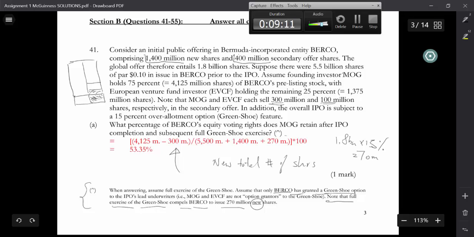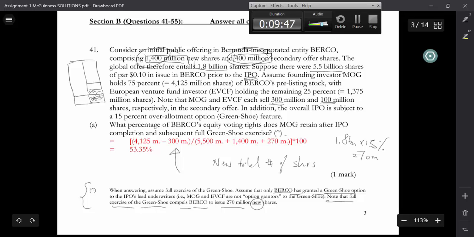And I can see that immediately before I even read further. We are talking 1.4 billion new shares and 400 million secondary shares. So the total IPO size is 1.8 billion. Suppose there were 5.5 billion shares in BERCO prior to the IPO. So this 5.5 billion would include this 400 million, but exclude this because these are new.